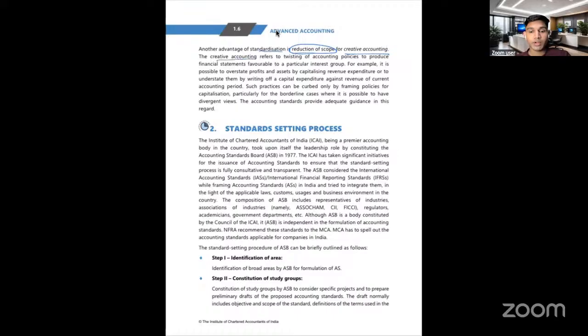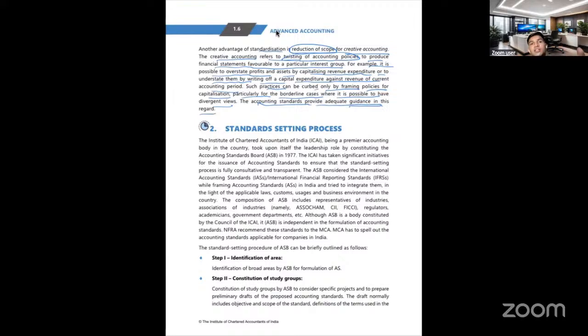Creative accounting refers to the twisting of accounting policies to produce financial statements favorable to a particular interest group. For example, it is possible to overstate profits and assets by capitalizing revenue expenditure, or to understate them by writing off capital expenditure against revenue of the current accounting period. Such practices can be curbed only by framing policies for capitalization, particularly for the borderline cases where it is possible to have divergent views. The accounting standards provide adequate guidance in this regard.